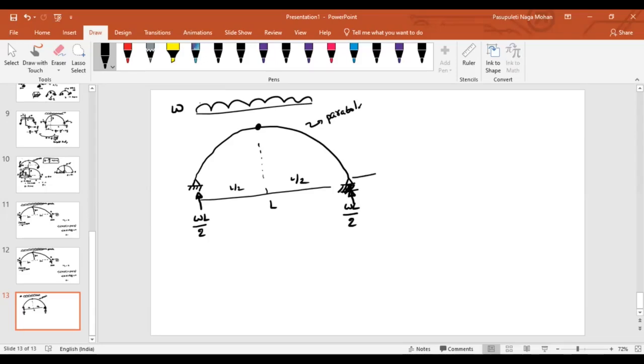Can you quickly tell me what will be the horizontal thrust? Can you please do the calculation part? This is the point C, point A, point B. The height is H, the central rise is H. Can you quickly find out? Take moment at point C equal to 0. What is my horizontal thrust? W L square by 4H.